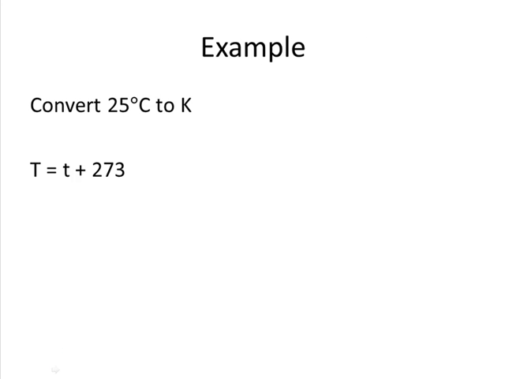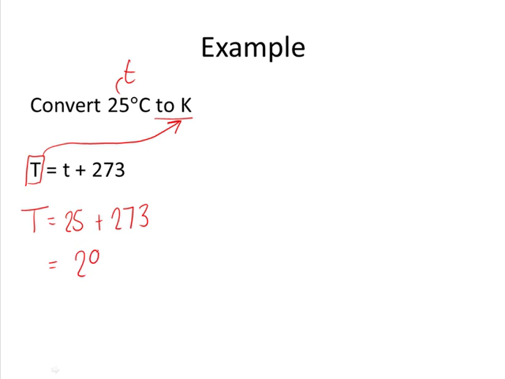So how do we manipulate a formula so that the required variable is the subject of the formula? Here the question says convert 25 degrees Celsius to Kelvin. The formula written there is very useful for answering this because capital T is what's required. So we simply substitute into the equation capital T equals 25, which is what the small t is, the temperature in degrees Celsius, plus 273, and the answer is 298 Kelvin. Remember to include the correct unit.